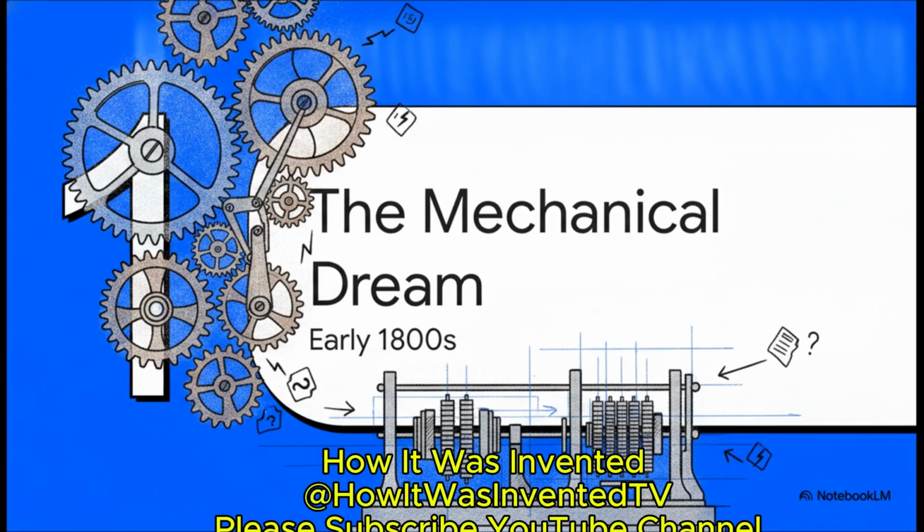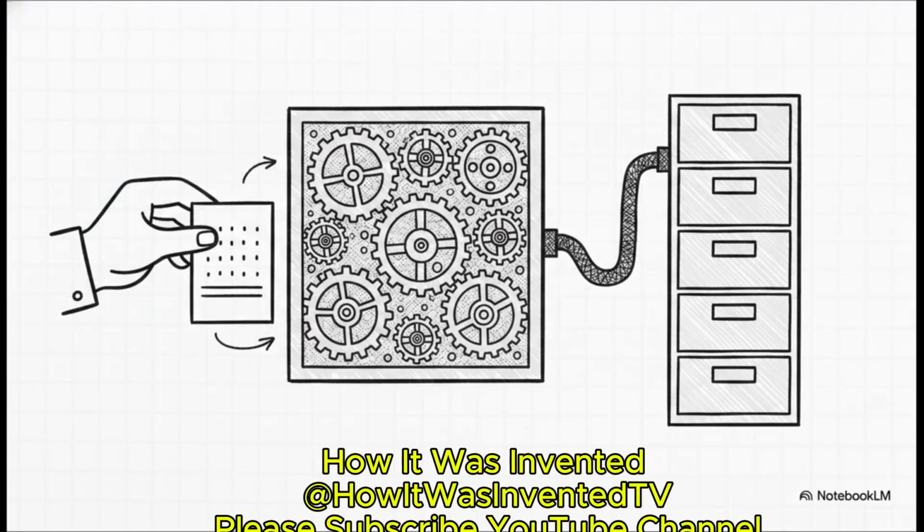Section 1. The Mechanical Dream. Our journey kicks off in the early 1800s with an English mathematician named Charles Babbage. The guy was just completely tired of finding human errors in hand-calculated mathematical tables, so he dreamed up these mechanical calculators to remove our flawed human brains from the equation entirely.